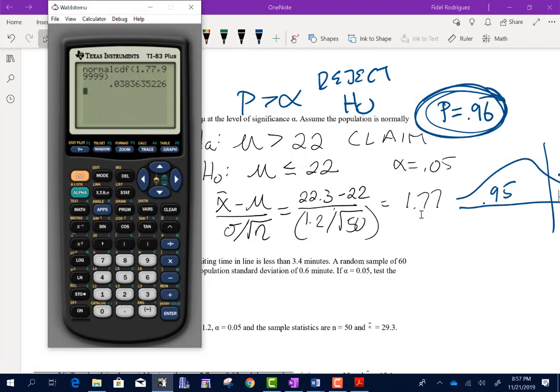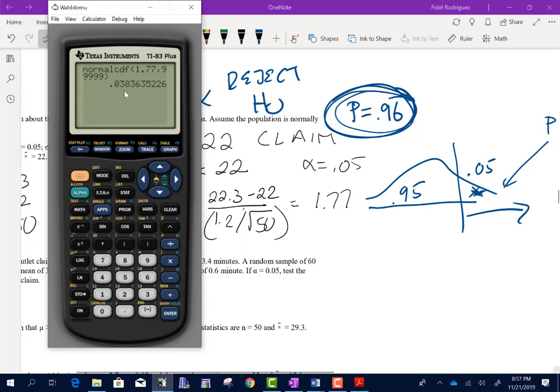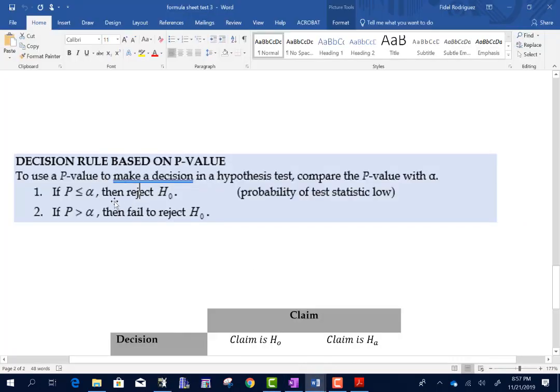When I came up with my z-value, the z-value is still the right z-value. It's just when I did my normal CDF, I needed to go, since it was a right tail test, from 1.77 all the way to the right, and that's why my P is coming out like this. Right, so the P is less than alpha, right? And what do we say if the P is less than alpha? Then we reject it, right? So if the P is less than alpha, then we reject it. That's all it is.